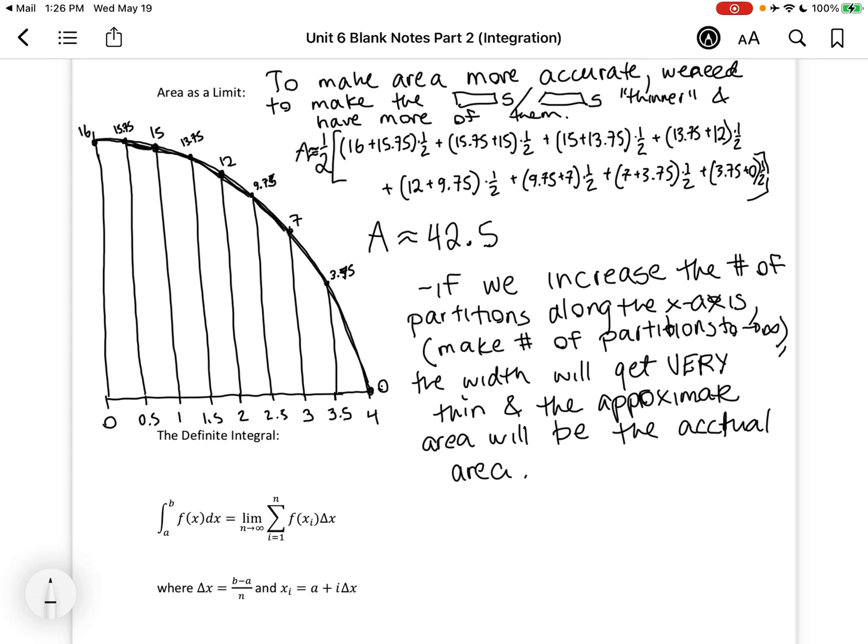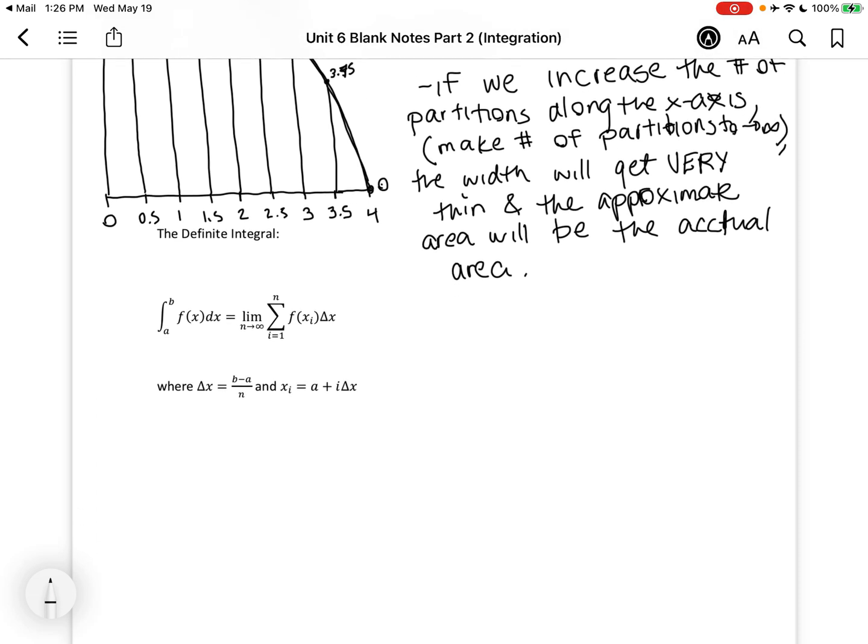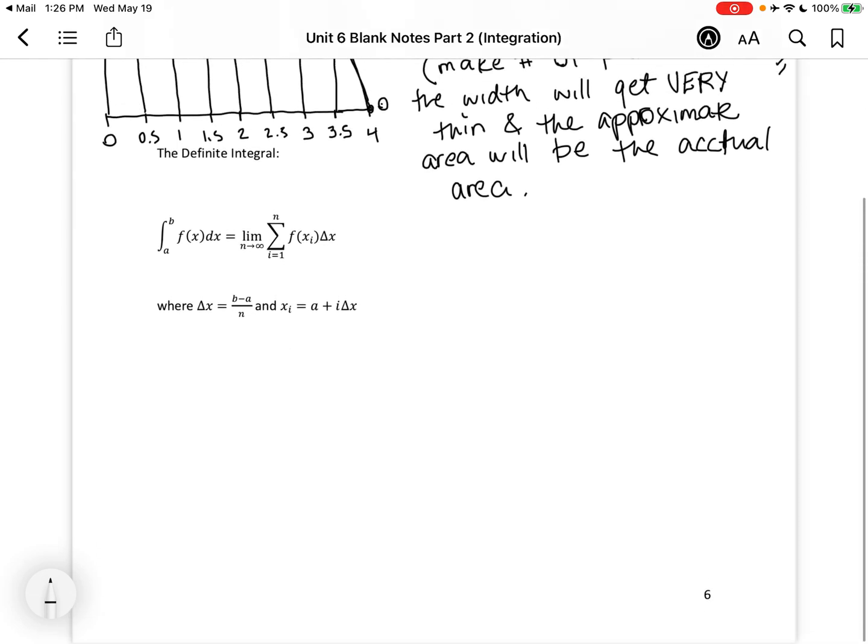Okay, and that brings us to something called the definite integral. The definite integral is defined as follows. The integral from a to b of f of x dx is defined as the limit as n approaches infinity of this sum, the sum from i equals 1 to n of f of xi delta x. Now I'm going to draw a picture so that you can see what this sum actually means.